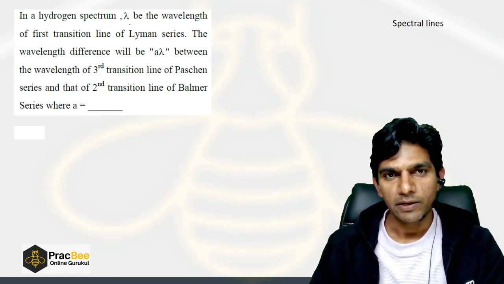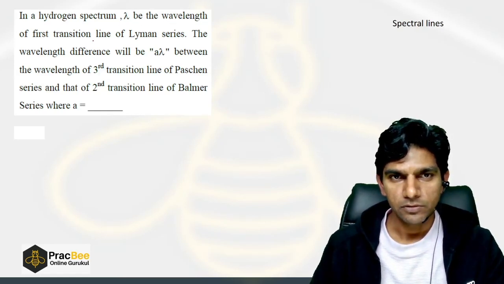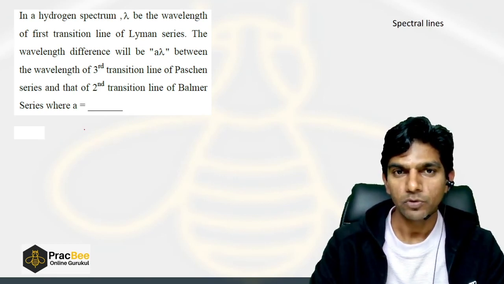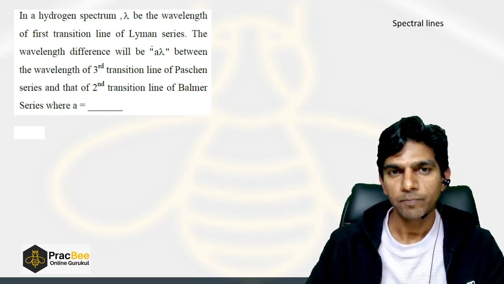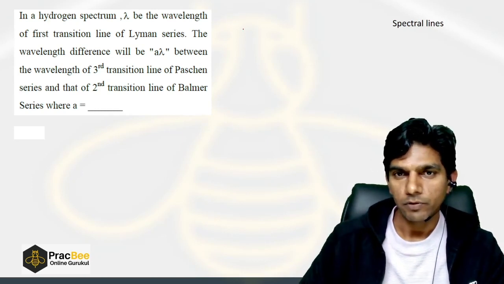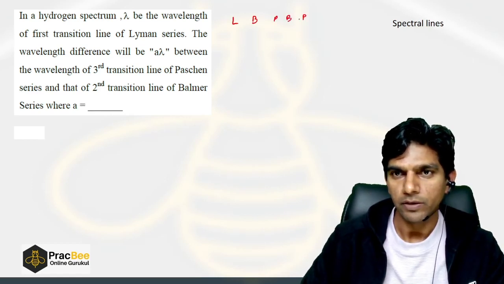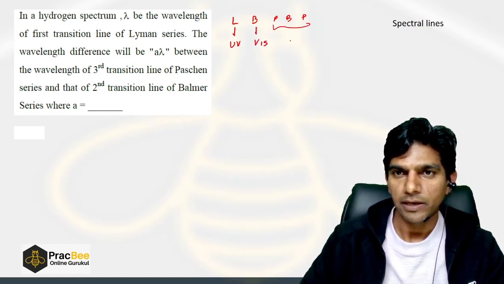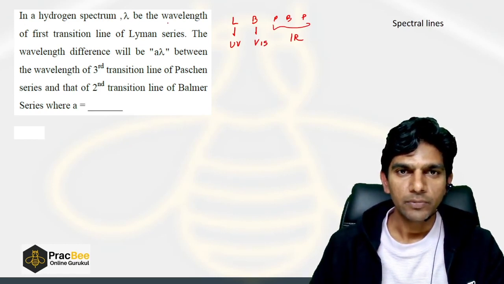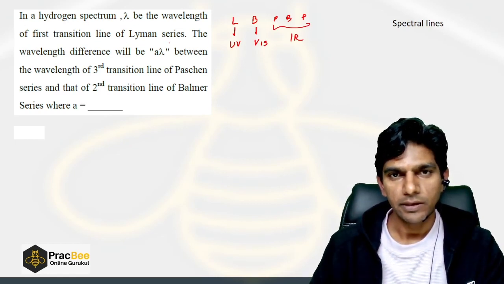In a hydrogen spectrum, lambda be the wavelength of the first transition line of the Lyman. So Lyman, right? And do remember one more thing, Lyman lies in the ultraviolet region, and Balmer lies in the visible. Lyman, Balmer, Paschen, Brackett, Pfund, right? So this lies in ultraviolet, Balmer lies in visible, and these three lie in infrared. Do remember this. So in a hydrogen spectrum, lambda be the wavelength of the first transition line of Lyman.